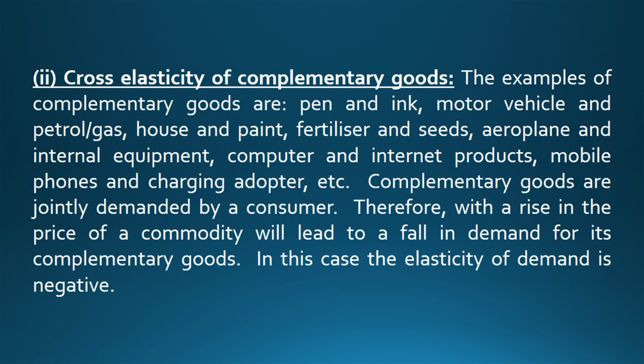2. Cross-elasticity of complementary goods. The examples of complementary goods are pen and ink, motor vehicle and petrol or gas, house and paint, fertilizer and seeds, aeroplane and internal equipment, computer and internet products, mobile phones and charging adapter, etc. Complementary goods are jointly demanded by a consumer. Therefore, a rise in the price of a commodity will lead to a fall in demand for its complementary goods. In this case the elasticity of demand is negative.